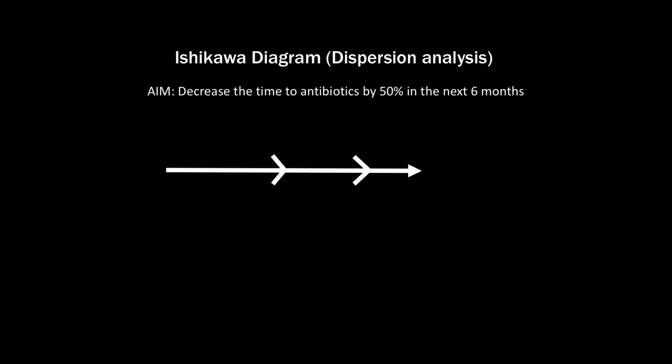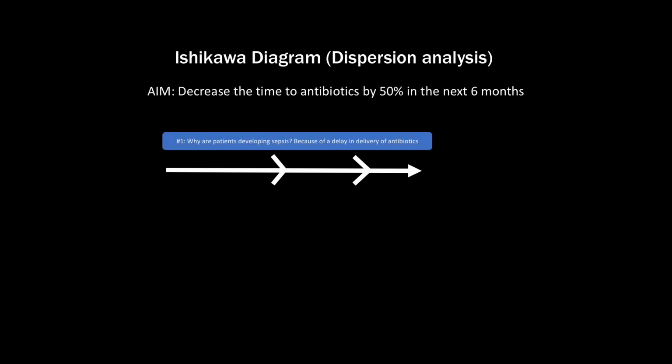So we're also able to match up the 5 whys that we discussed in the previous slide with the Ishikawa diagram itself. We start with our first why. Why are patients developing sepsis? Because of delay in order entry. And remember, this came from our Pareto chart.